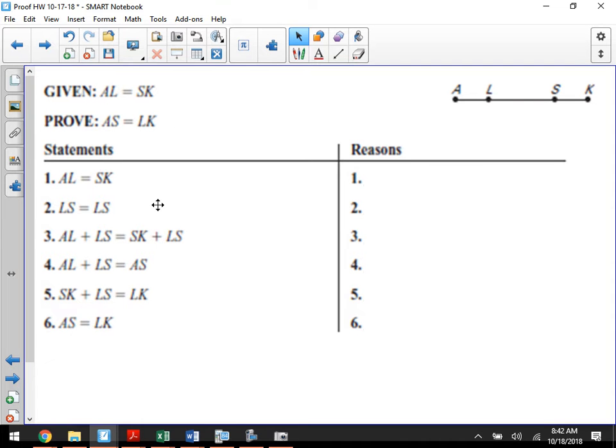All right. So starting off with this one, you're given that segment AL is equal to SK. Automatically go to your diagram. Mark it. Nothing you can do about it. Okay? No progressions, no definition. It's just marked up in the diagram.